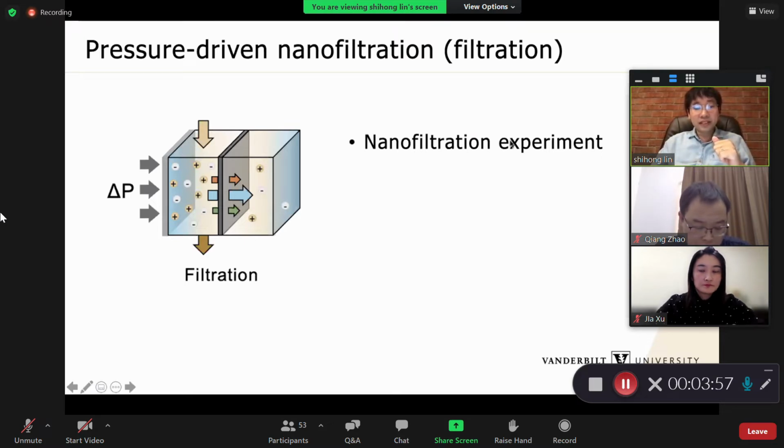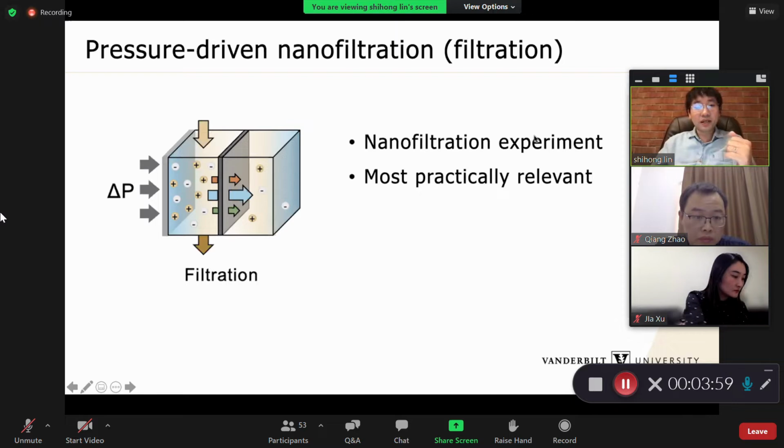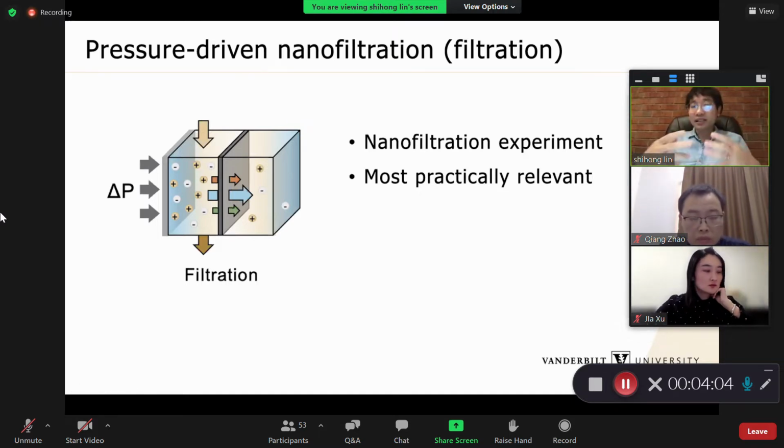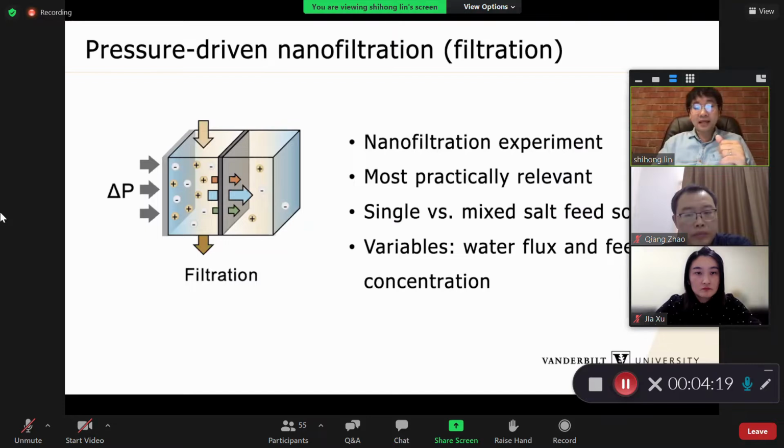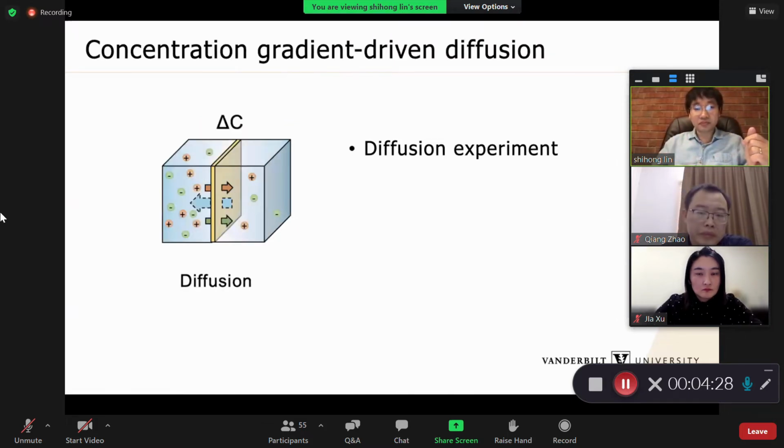First, filtration, basically nanofiltration experiments. This is most practically relevant if the membrane is intended to be used for nanofiltration, or basically pressure-driven filtration for separating different solids. You can perform single salt experiments or mixed salt experiments using this setup. And then you can change the water flux and the feed concentration. These variables may have an impact on the solute-solute selectivity that you measure.